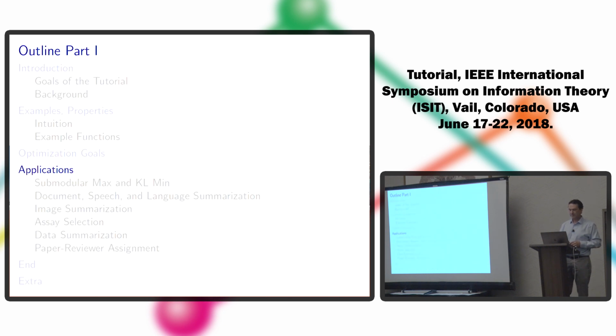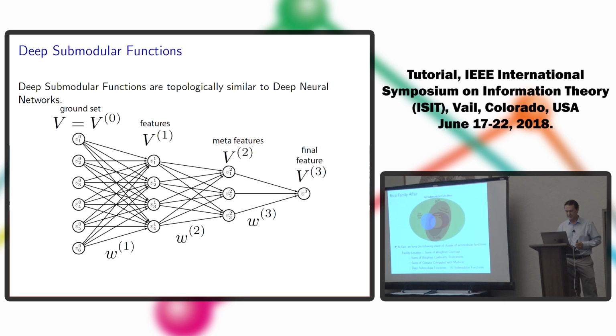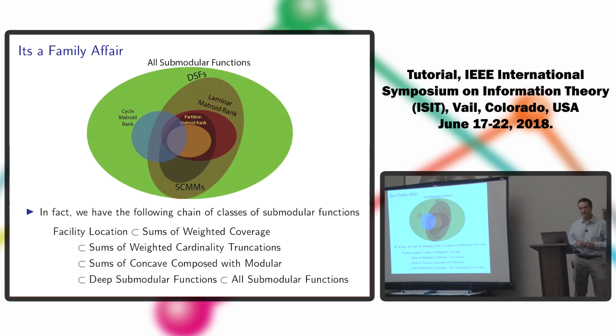But okay, are there other questions? Yeah. Just going back to that Venn diagram chart you had, I see that the cycle-matroid rank is the only known explicit example of a submodular function which is not DSF. Sorry, I didn't quite hear that. I'm trying to interpret the graph that you had. The Venn diagram thing? Yeah, this thing. So I see cycle-matroid rank is the only explicit known submodular function which is not DSF.